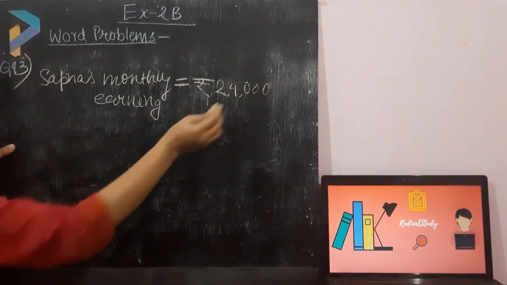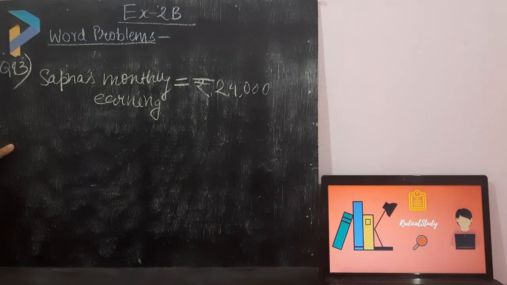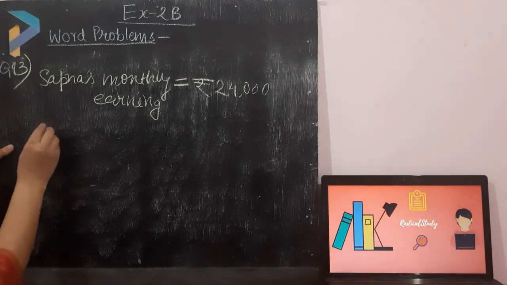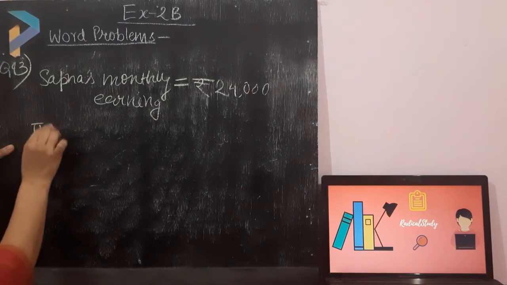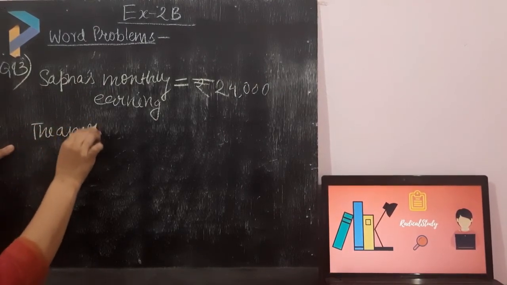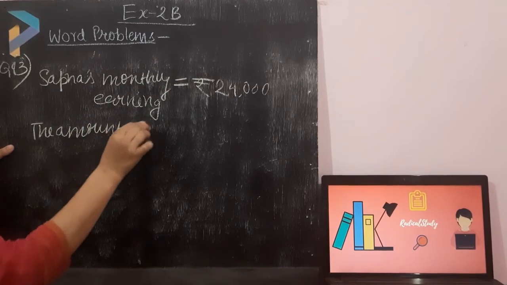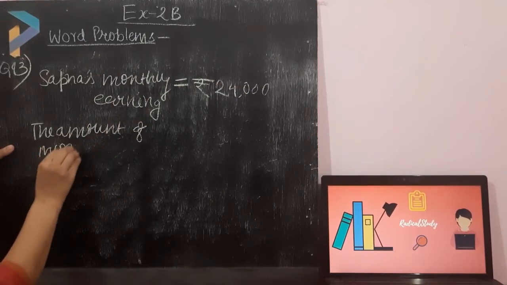Now out of which how much is used in her expenses, how she uses her income? She spends 7 upon 8 of her income. How much she is spending? The amount of income spent by Sapna. कितना spend कर रही है?